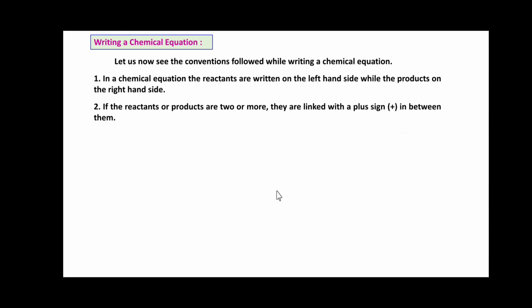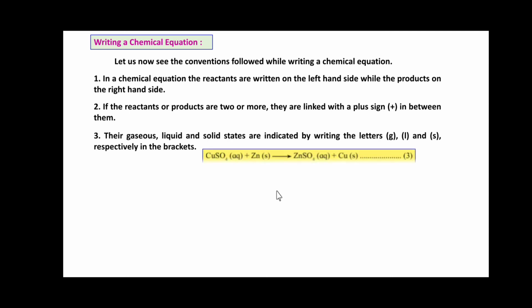To make a chemical equation more informative, the physical states of the reactants and products are indicated in the equation. Their gaseous, liquid and solid states are indicated by writing g, l and s respectively in brackets. Moreover, if the product is gaseous, instead of g it can be shown with an arrow pointing upward. If the product formed is an insoluble solid in the form of a precipitate, then instead of writing s, it should be shown with an arrow pointing downward.